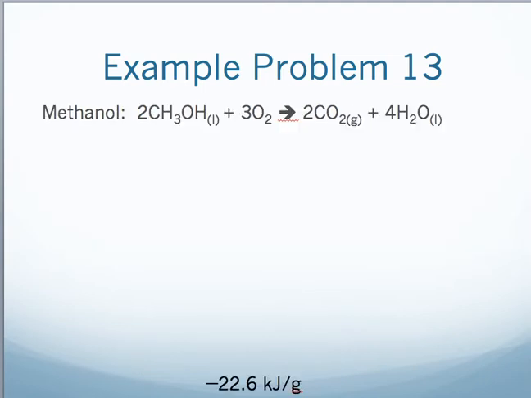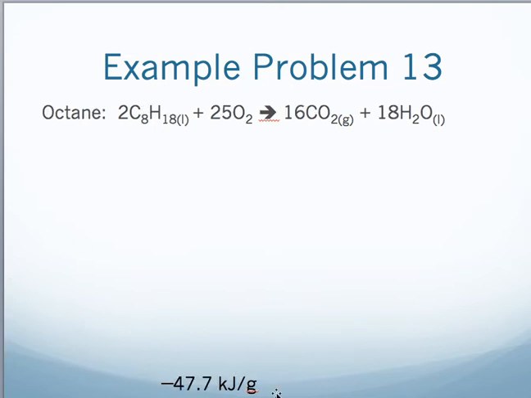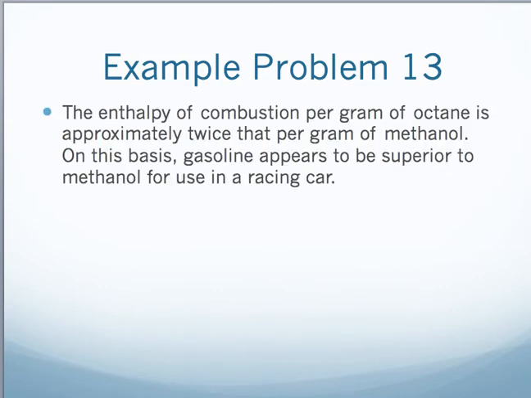And 13 is per gram. I went over this in class, but at the very end, you need to divide by grams or do a little bit of dimensional analysis to get that final answer. The octane is a little bit higher at negative 47.7 kilojoules per gram.